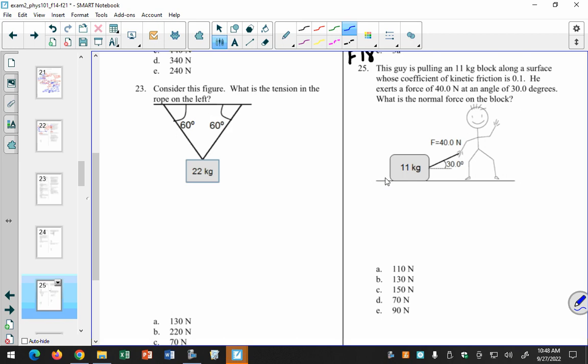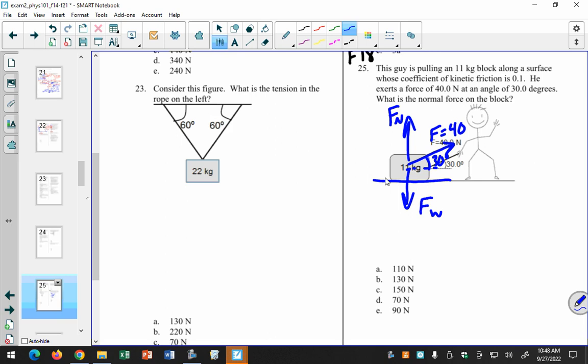Often, if I have an object, then the weight of that object is equal to the normal force. But notice here I have another force, this 40 Newton force, at this angle of 30 degrees. So the normal force will now be, will it be less than or more than the weight? I'm pulling up a little bit on this object, so is that going to increase or decrease the normal force? It's going to decrease it, right?